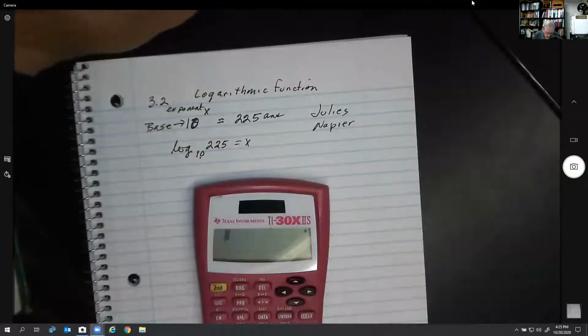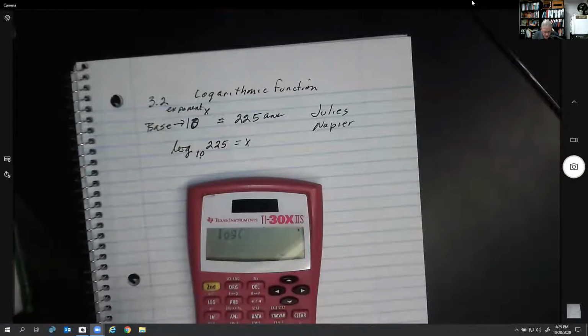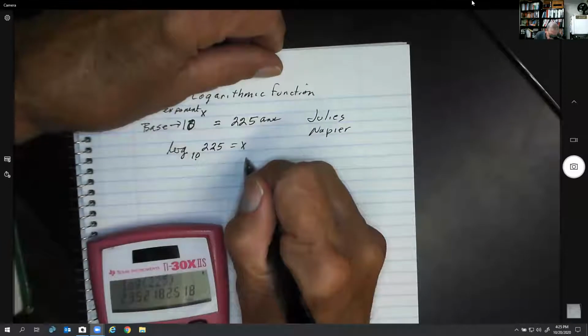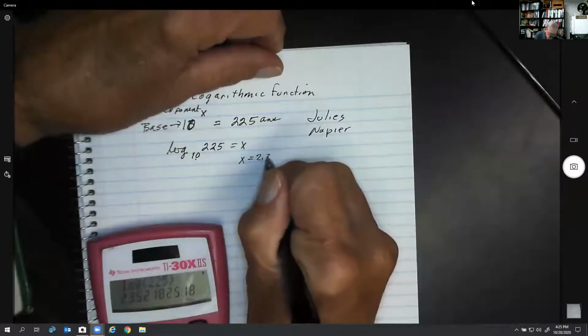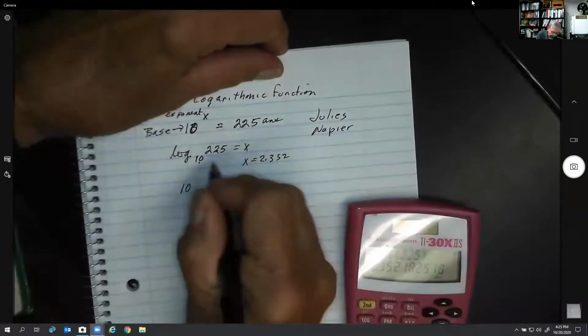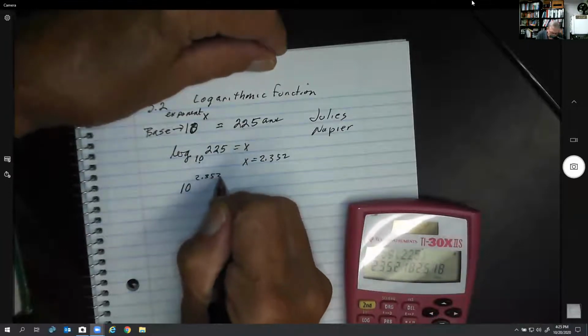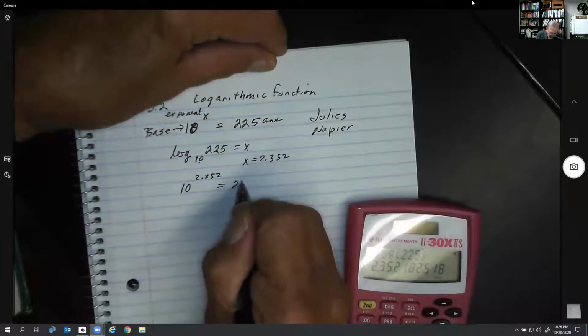Okay, turn it on, clear it out. So what we're going to do is we're going to hit the LOG key, first column. And this automatically is in base 10. LOG is base 10. So 225, finish the parentheses, equals. And this would be, x would be 2.352. We just kind of carried out a little bit. So that's saying that 10 raised to the 2.352 power is equal to 225.